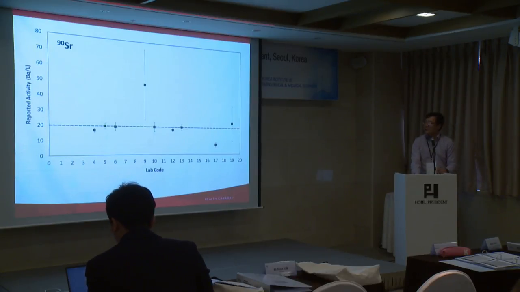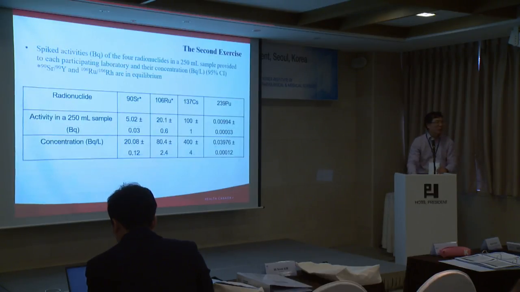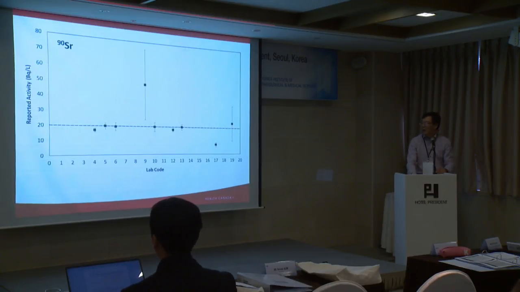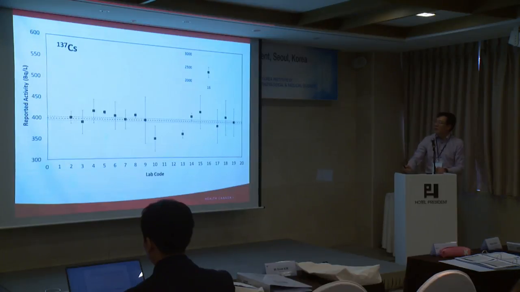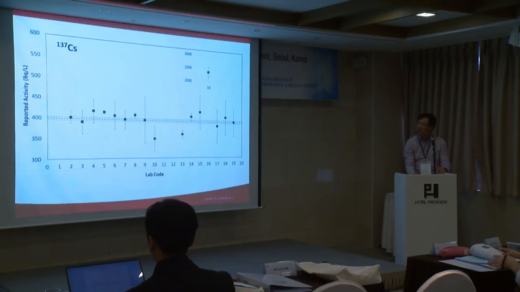Just to show you the numbers. Strontium-90, remember the table here, is 20 becquerel per liter. At this level, some labs give numbers this way. The spiking level is 80 becquerel per liter, quite high. Still, some labs give very different numbers with a higher uncertainty. Even cesium-137, measured by gamma, right? At least one lab, the numbers were quite ugly.